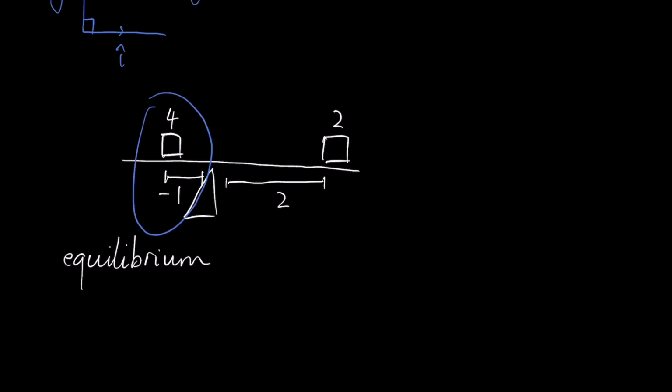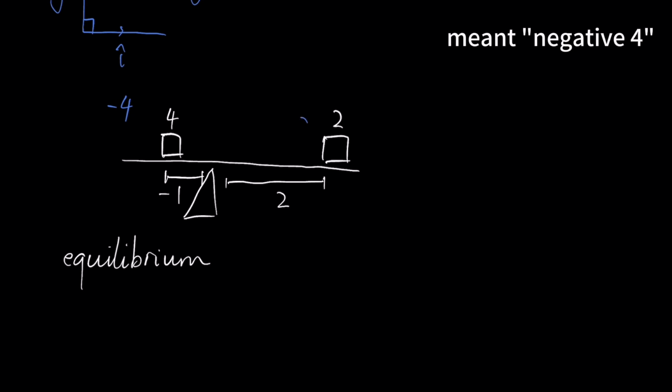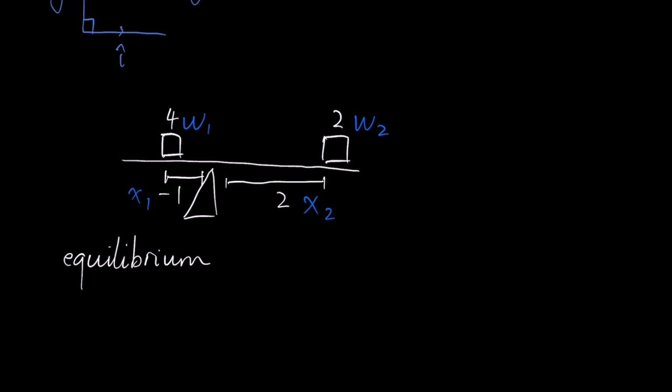Now, why is that? It's because on this side, 4 times negative 1 is negative 4, and on this side, 2 times 2 is 4. Because the numbers on the two sides balance, they're in equilibrium. We can also interpret this in terms of dot products. Let's call this weight 1 and this distance x1, and this is weight number 2 and x2. In this case, what we want is w1 x1 plus w2 x2 is equal to 0. Namely, we want their dot product to be 0. So this is how dot products can be used in physics.